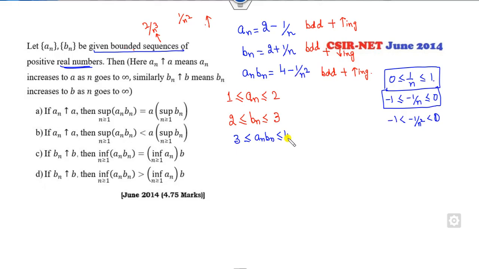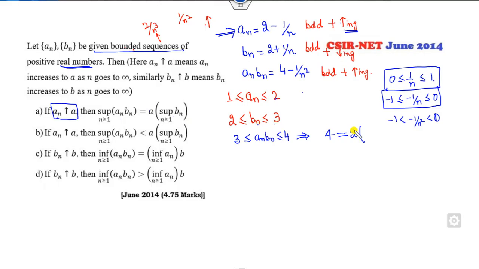Fine. Now look at that. First one, if an is an increasing sequence, so which one is the increasing? This is increasing. So if I take an in this case, supremum of an bn. So what is the supremum of an bn? 4 is equal to a. If an is increasing and bounded above also, so it's convergent. So this will go to 2. Fine, because it's bounded here. Then what is the supremum of b?